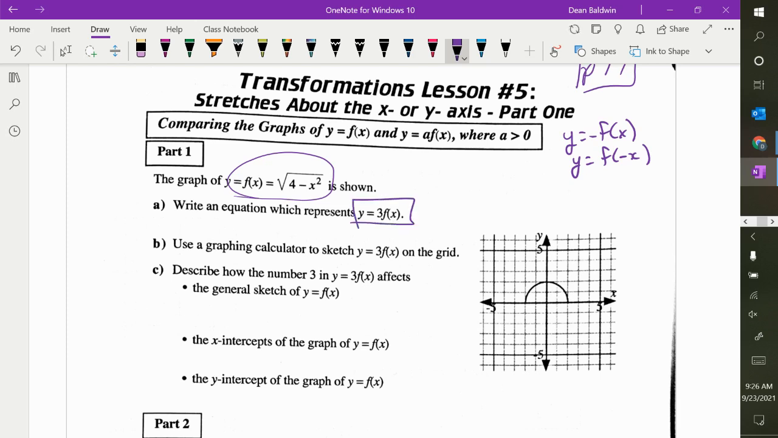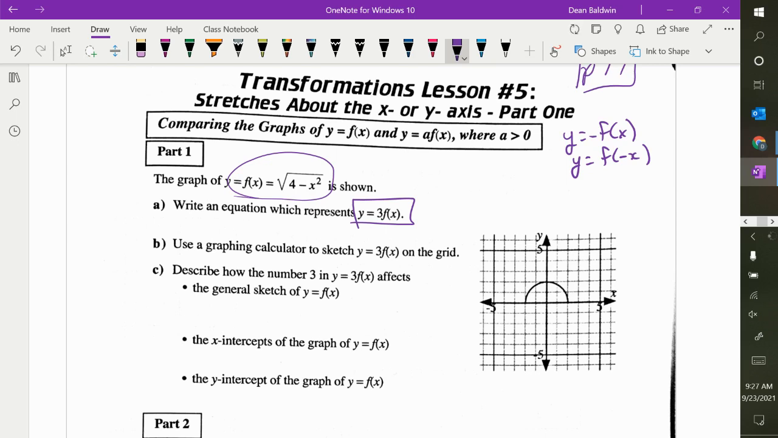We put a 3 in front of the f of x. What do you think that 3 does? Does that affect the x values or the y values? Y, maybe Y only. What does this number affect? X or y? Y. It's in the same spot, right? It's in front of the function. So this will change the y values.